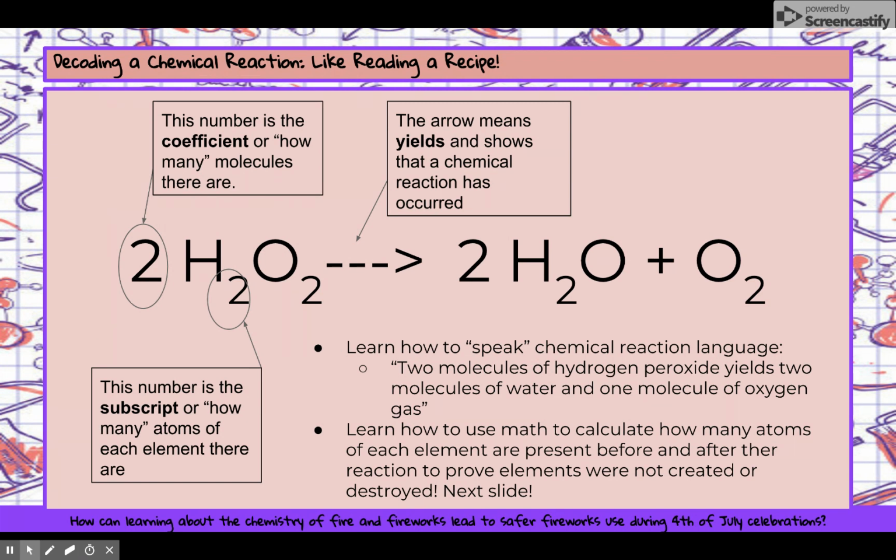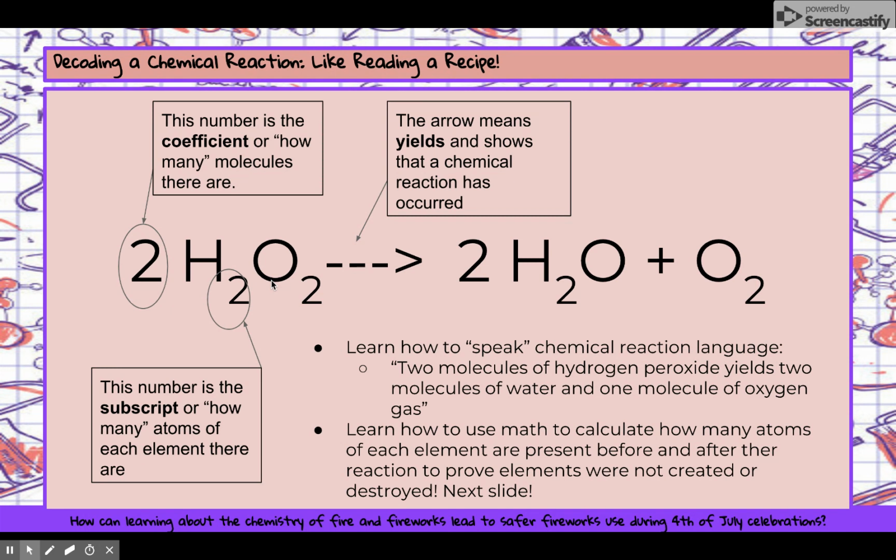Now, we are not allowed to ever change or alter these numbers in any way. For instance, hydrogen peroxide is always 2 atoms of hydrogen and 2 atoms of oxygen. If I were to take away one of the oxygen atoms here, I'd have water, and this is definitely not water.